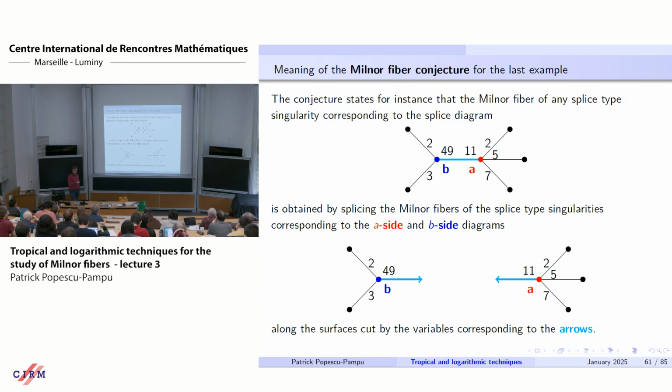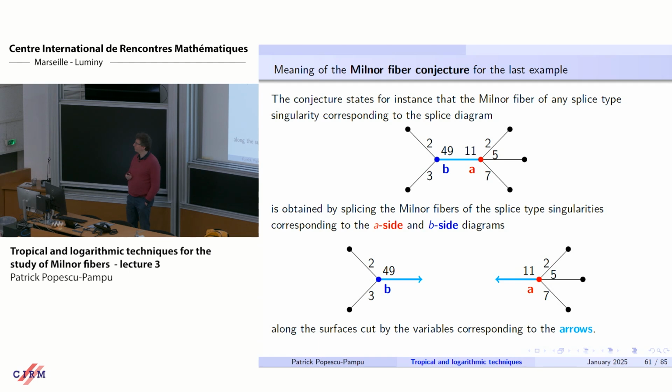So let's express precisely the Milnor fiber conjecture now. It states that each time you have a splice diagram which satisfies, moreover, the semigroup condition, and you choose an internal edge which joins two nodes, like here, let's call them A and B, just cut the diagram there, getting an A side subdiagram and a B side one. In this case, you see that you have the simplest possible ones which correspond to Brieskorn complete intersections.